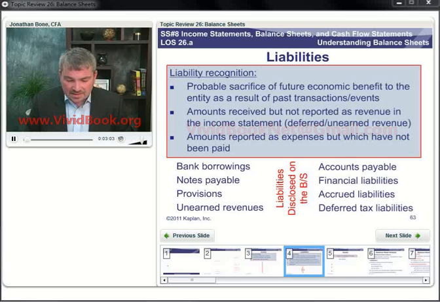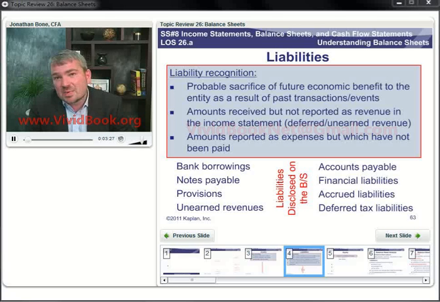Our liabilities. Well, liabilities, of course, are probable sacrifices of future economic benefit, i.e. things that lead to cash outflows. So in other words, sacrifice of economic benefit as a result of past transactions. Now they could be amounts received but not reported as revenue in the income statement. This in particular is referring to deferred or unearned revenue.